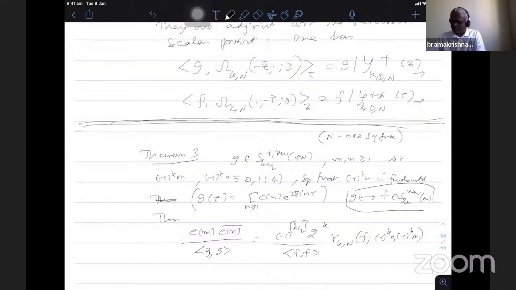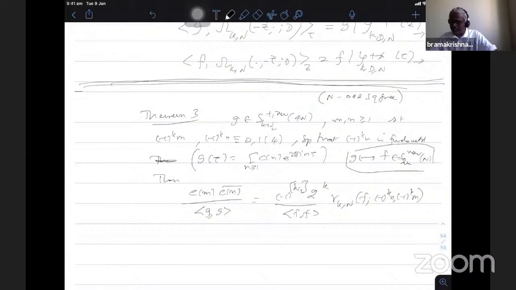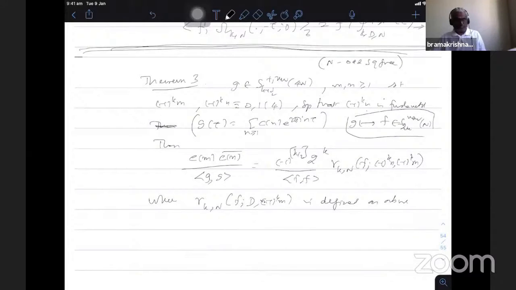Okay, so when g is a newform and f is the corresponding integral weight newform under the Shimura-Kohnen map, then taking (-1)^k n gives the Shimura map, and then compare the (-1)^k m Fourier coefficient. We have c(n) bar given by this one, where R_{k,n} f at d, (-1)^k m is defined as above. Before we define this omega, we had this one.